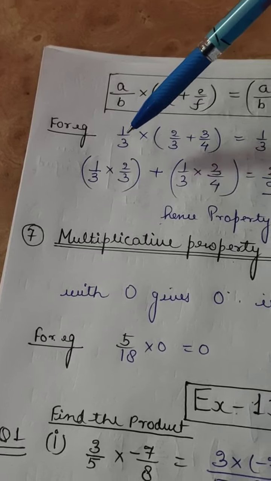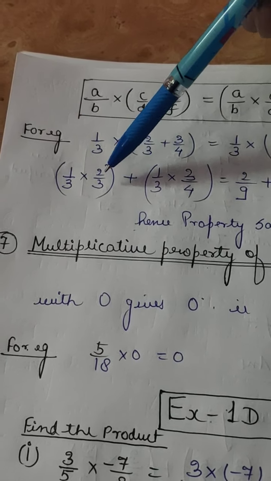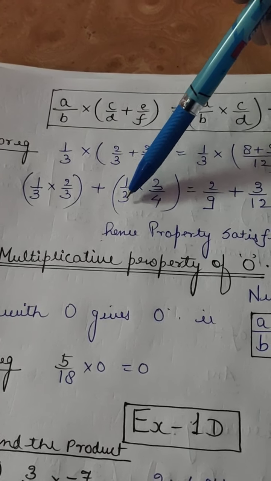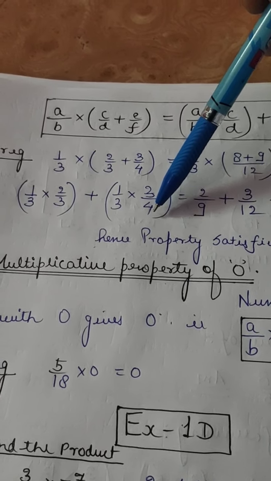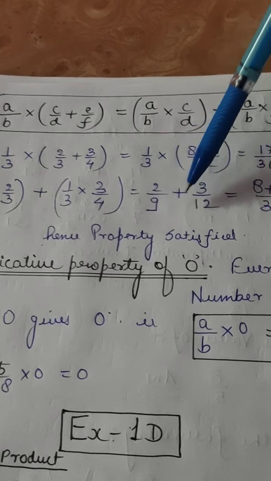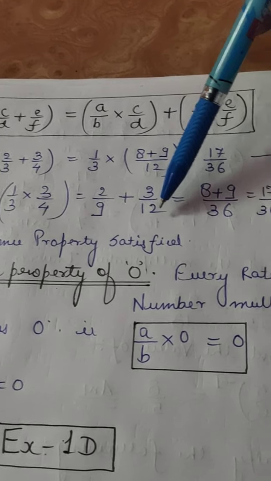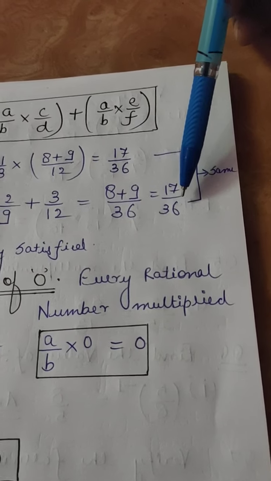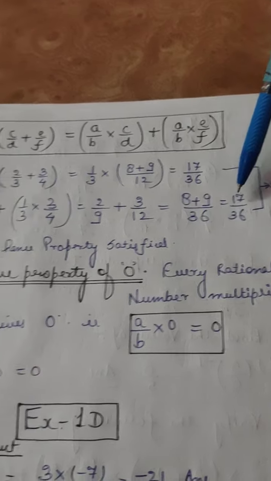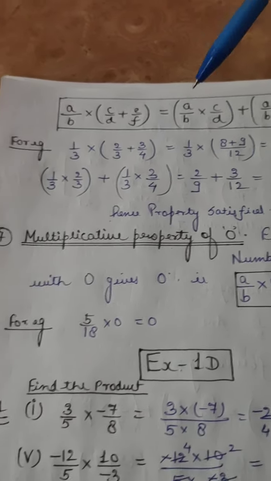Similarly, in the next step, first we have multiplied 1 by 3 with 2 by 3, plus 1 by 3 multiplied with 3 by 4. What is the result of the first? 2 by 9. And what is the result of the second? 3 by 12. And the overall result is coming out to be 17 by 36. So the result in both cases is the same, hence the property is satisfied.